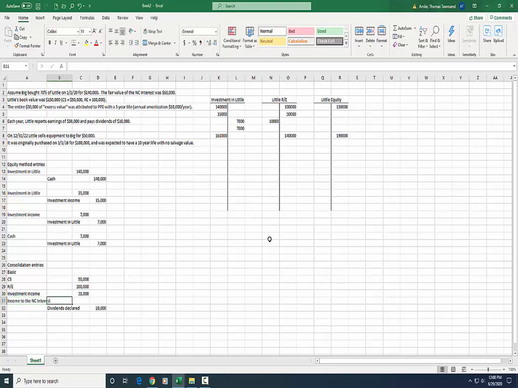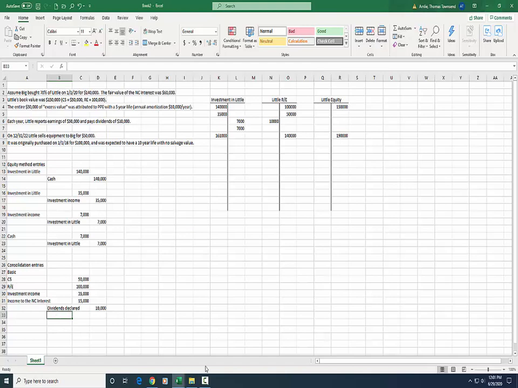The income to the non-controlling shareholders, what was their share of the reported earnings? Well, again, the reported earnings were $50,000. The non-controlling shareholders get 30% of that, which is $15,000. So basically, what have we got here? We've got our beginning of year equity. We've got this year's reported earnings of $50,000 minus this year's dividends of $10,000. If you add this up, that is our end of year subsidiary book value, $190,000.